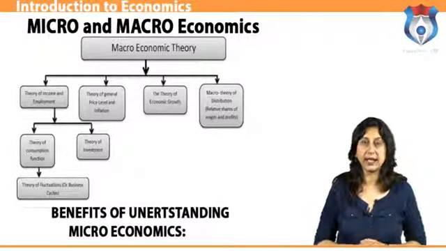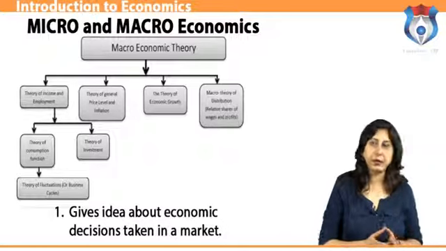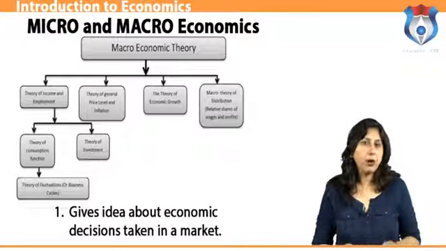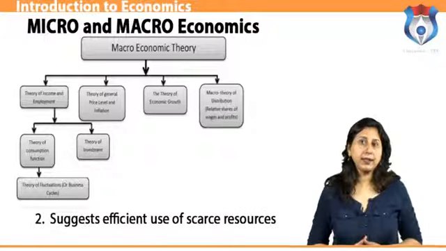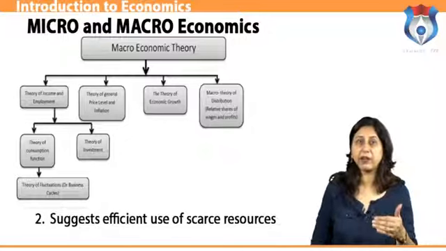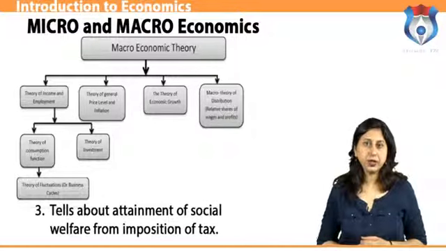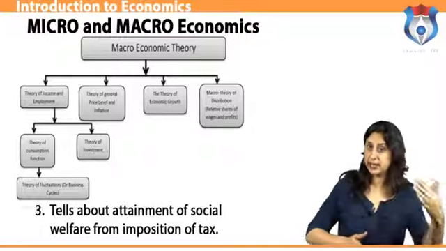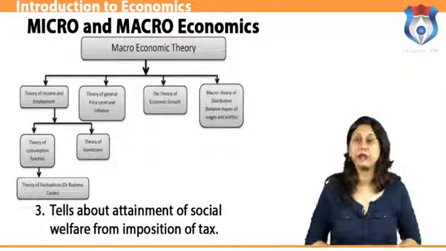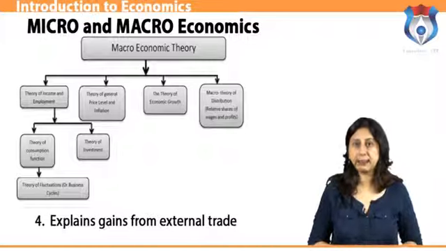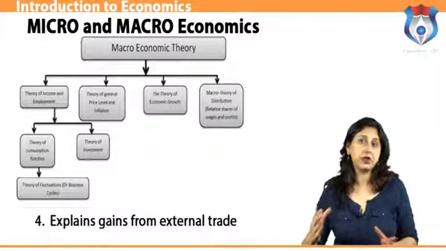Microeconomics helps us to understand various things. Some of them are: it helps us in understanding the working of a free enterprise economy. It gives us an idea about how major economic decisions are taken in a market economy. It suggests economizing, that is, how efficiently the scarce available resources can be utilized in the production process in an economy. Microeconomics is used to explain gains from internal trade, external trade, foreign exchange and balance of payment, disequilibrium, and the determination of exchange rate. Microeconomics explains how imposition of different types of direct and indirect taxes leads to attainment of social welfare.